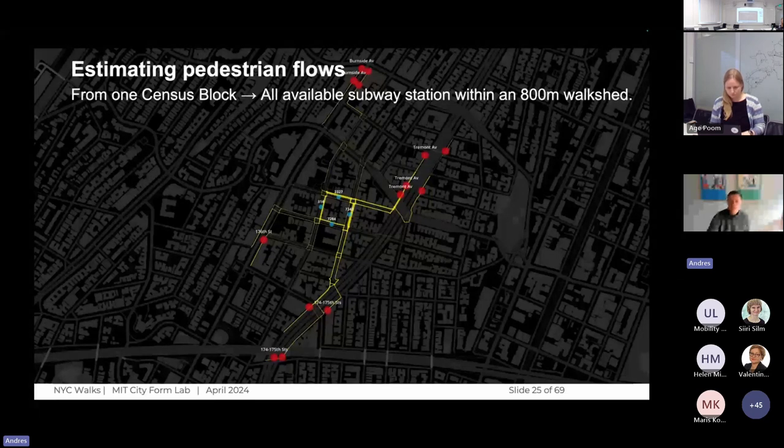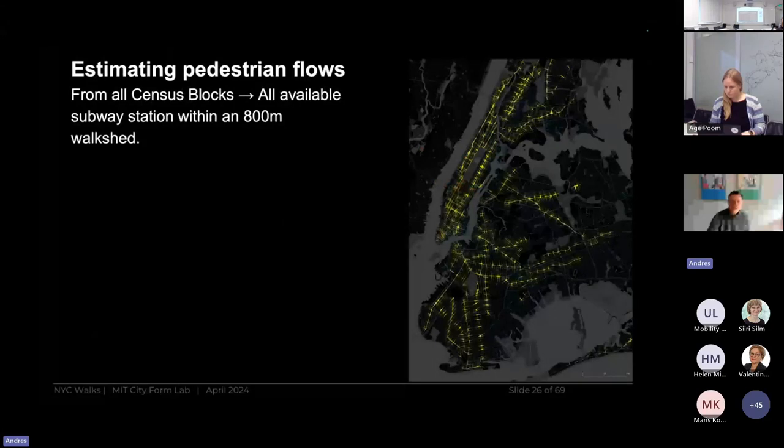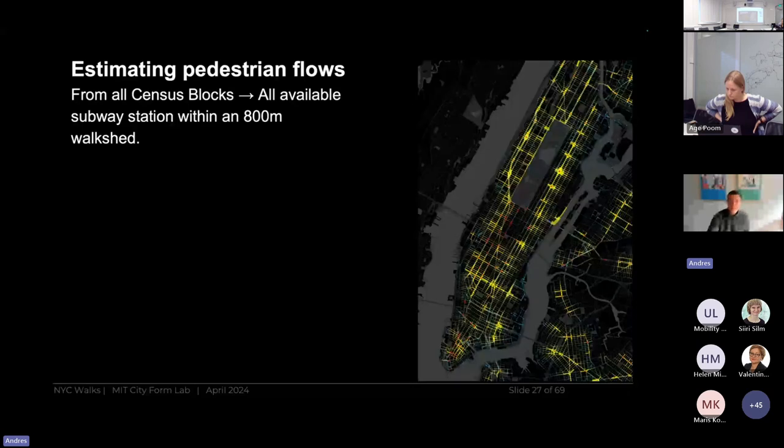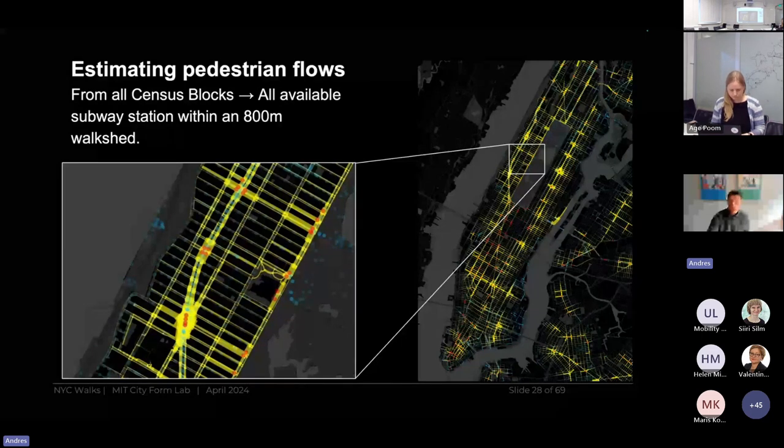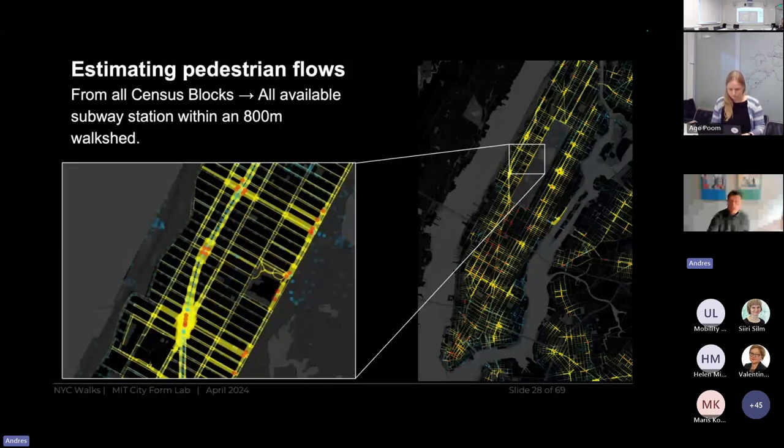And if we further scale this up to all subway stations in New York City and all city blocks in New York City, we get the estimated distribution of pedestrian flows for that one particular trip type, from just the trip from homes to subway entrances amongst all city blocks in New York. You can zoom into parts of Manhattan here and get an estimate for very specific sidewalks, crosswalks, or footpaths throughout the city.